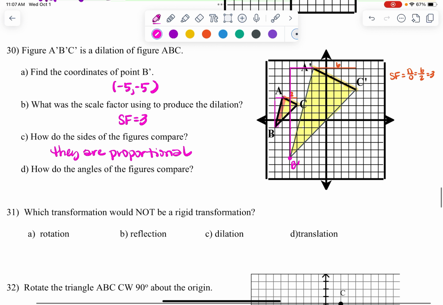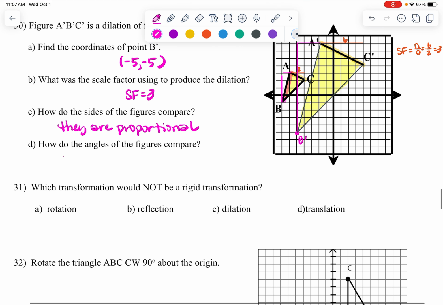How do the angles of the figures compare? Well, they're triangles, so it doesn't matter how big or small they are. The angles have to add up to 180, right? Which means the angles are congruent.